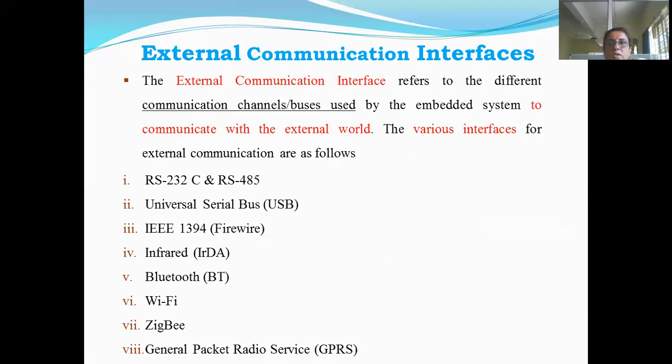There will be one question on this. What are the external communication interfaces that are used in the embedded system, right? Then you have to write about all of these in detail, one by one, right? There will be one short question on the external communication interfaces that are used in the embedded system.